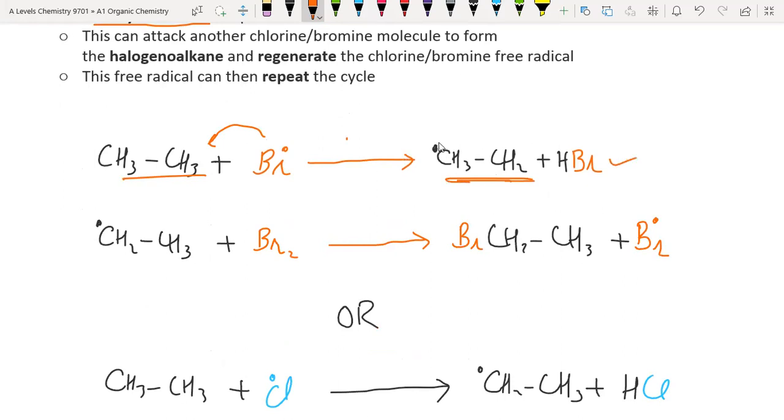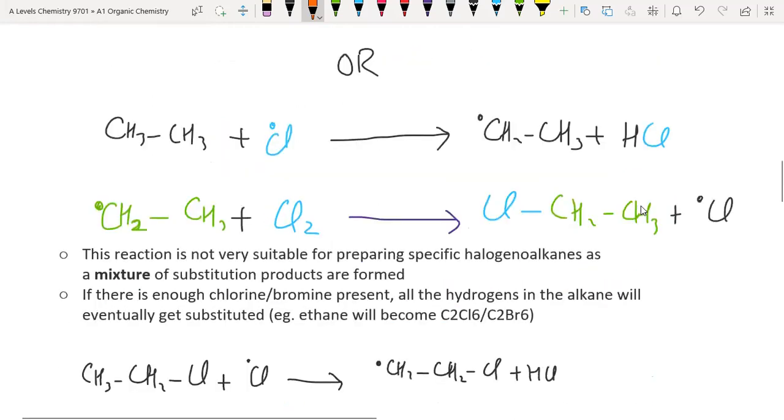This alkyl radical will further react with a bromine molecule and give a new bromine radical. This is propagation, in which a new radical is being generated. Or in the case of chlorine, the chlorine radical will react with the alkane and produce an alkyl radical. And when this alkyl radical reacts with chlorine, it will produce a chlorine radical.